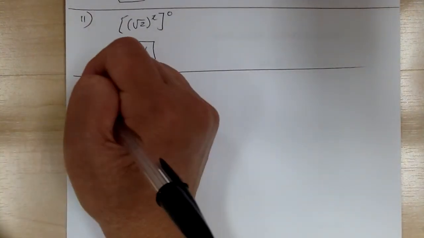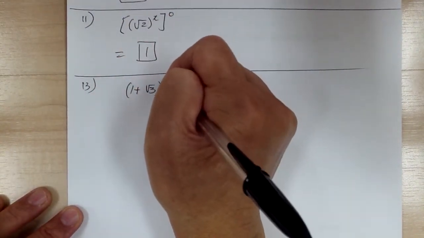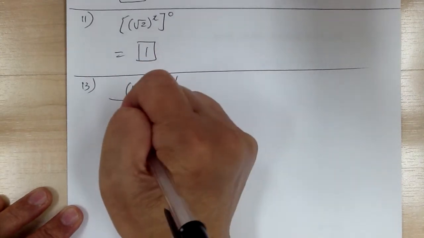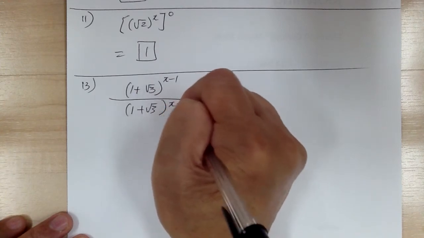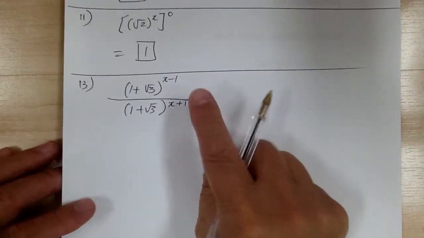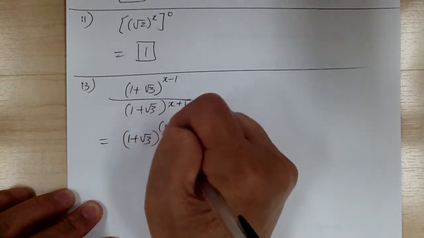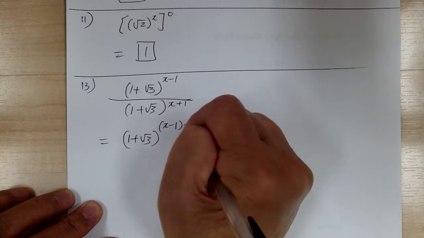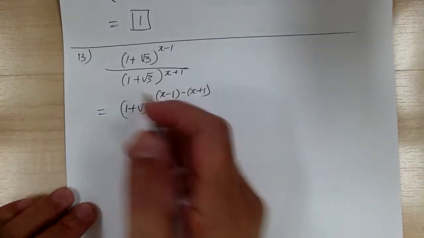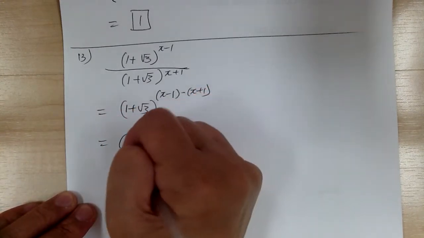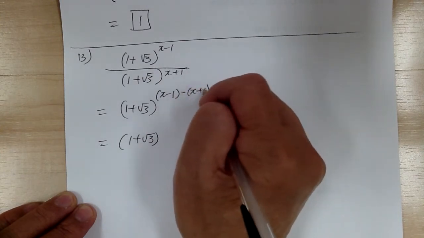Okay, number 13. You have (1 plus square root of 3) to the pi minus 1 over (1 plus square root of 3) to the pi plus 1. So apply the quotient rule. You're going to get (1 plus square root of 3) to the pi minus 1 minus pi plus 1. I do additional steps so you can follow what I'm doing. If you know what you're doing, you can skip this step, but you have to be extremely careful. You have to distribute the negative.